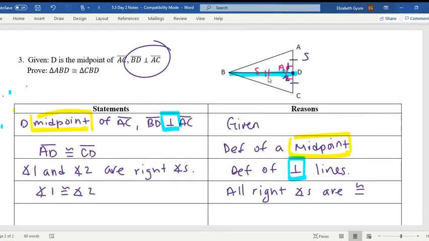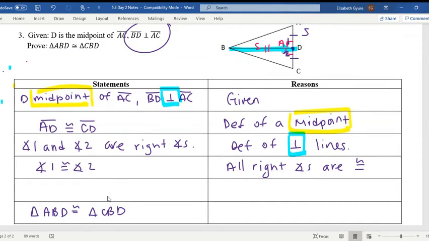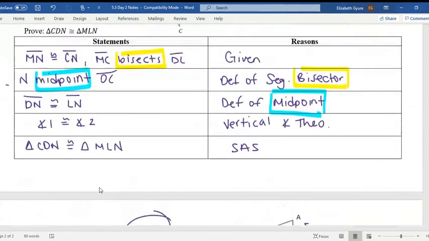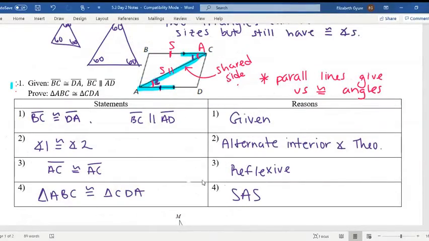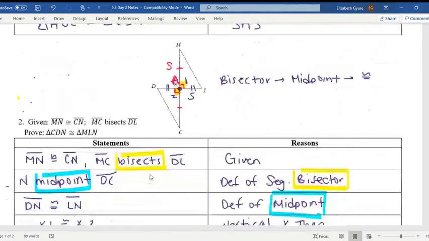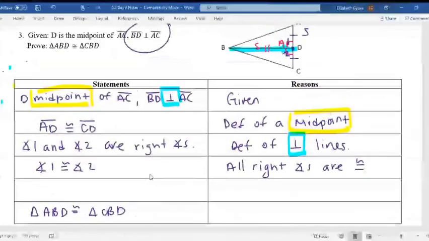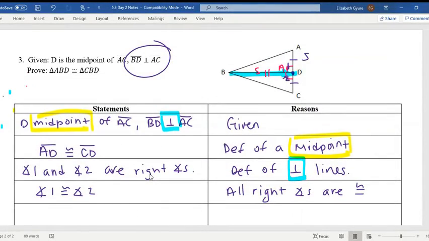Okay, somebody else, which side here is the shared side? What do we call it? What's its name? Good, segment BD. So then somebody else, how do we talk about segment BD in our proof? You can look up at what we did in the previous one. In number 1, we had a shared side. Take a look at that. How could you talk about your shared side here in number 3?